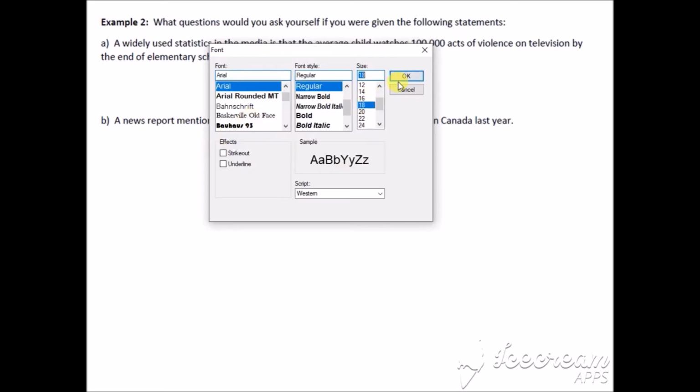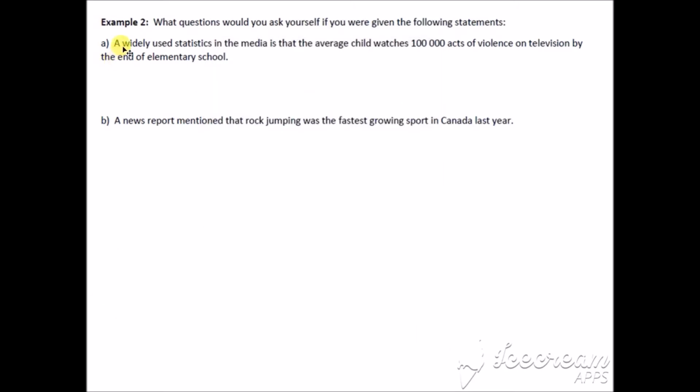And I'm going to type the next one up, so we'll go 20. Okay, what questions would you ask yourself if you were given the following statements? A widely used statistic in the media is that the average child watches 100,000 acts of violence on television by the end of elementary school.